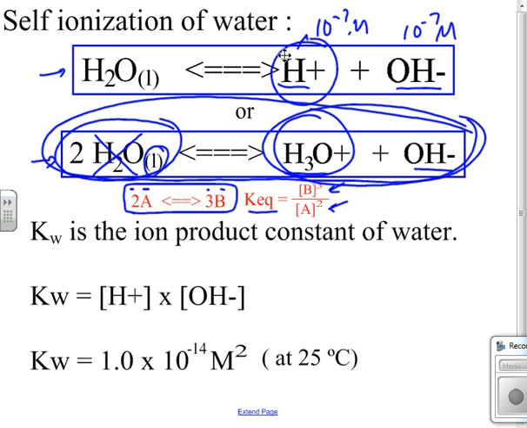And so the ion product constant is just the product of the ions that make up water. We could have the hydronium ion concentration times the hydroxide ion concentration, or we can have the hydrogen ion times the hydroxyl, depending on how you write the equation. Kw at 25 degrees Celsius is always 1 times 10 to the minus 14th molar. That's a number that you will need to be familiar with.